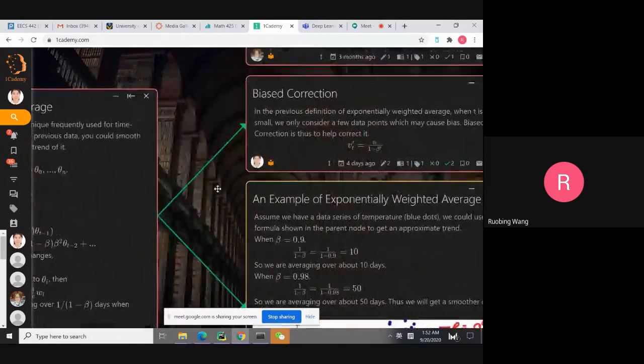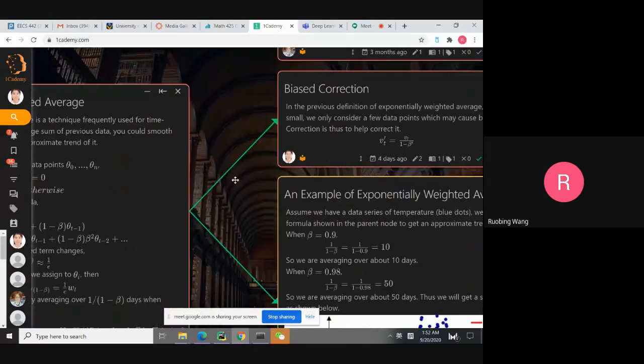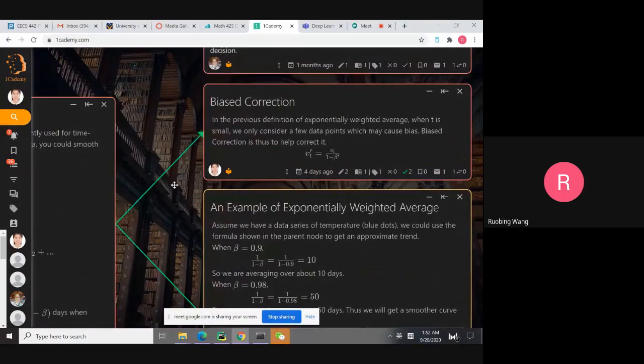Yeah, so another concept related to it is the bias correction. From the previous equation, we can see that if we are averaging a data point that's very close to t equals 0, we are actually averaging a very limited number of data points. So we will get some bias because of that, and this term can help to correct it. But in practice, few people use this to correct the bias. Most people just ignore this bias.